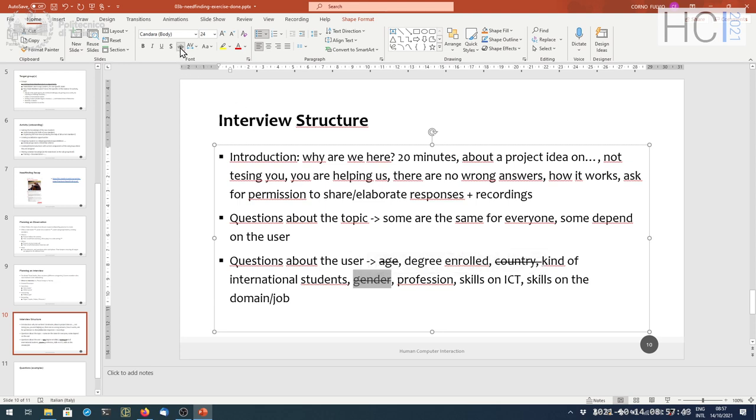Probably also the gender is irrelevant. So there are many easy questions to ask, and usually the easiest are the less useful ones. The first ones that came to your mind, age and gender and country, usually are so generic that they are rarely useful. So that's why we cannot have a standard interview template, because the questions that count, that matter, are different in every case.